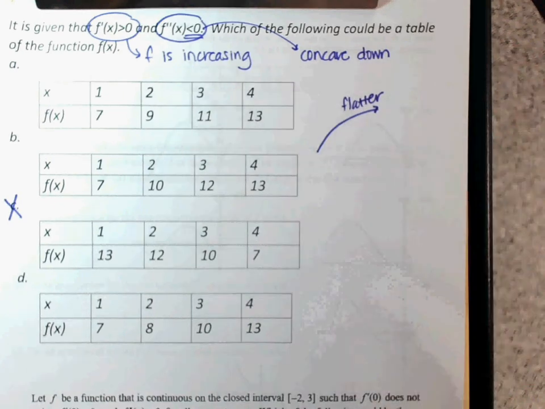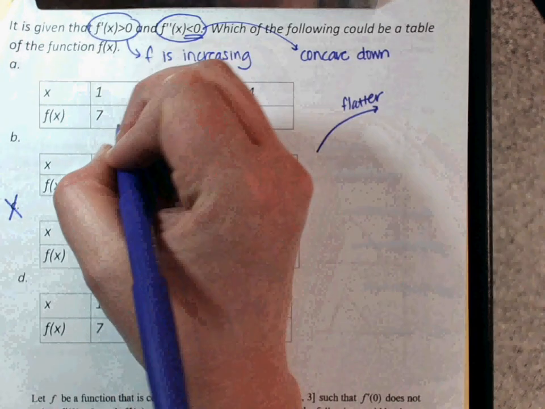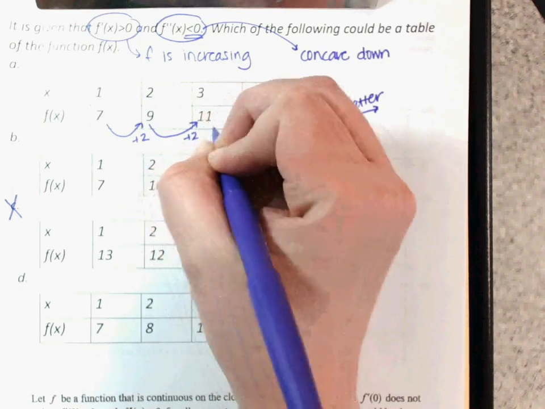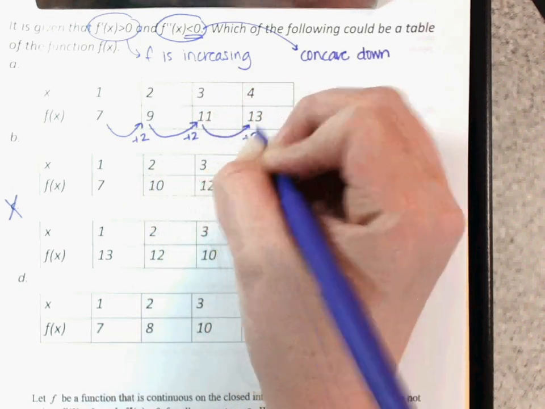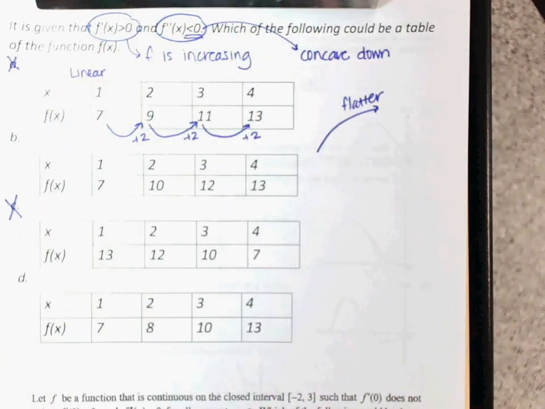Okay, so what he said is perfect. Your jumps between your y values should be getting smaller each time. So if I look at this one, 7 to 9, that's plus 2. 9 to 11, that's plus 2. 11 to 13, that's plus 2. That's basically linear, a straight line, because the jumps are the same each time.